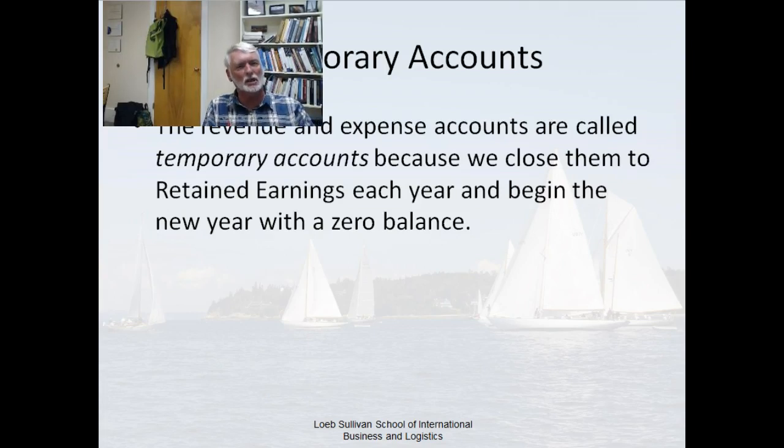So income statement accounts are considered to be temporary accounts. We add revenue and expenses all year long. We total them at the end of the year, and then we close them out to retained earnings each year and begin the new year with a 0 balance, because the earnings we made this year become part of retained earnings. And then we want to calculate next year's earnings starting with a clean slate. So temporary accounts, or revenue and expense accounts, get zeroed out at the end of every year, and the income or loss is either added or subtracted from retained earnings. So that's how temporary accounts work.